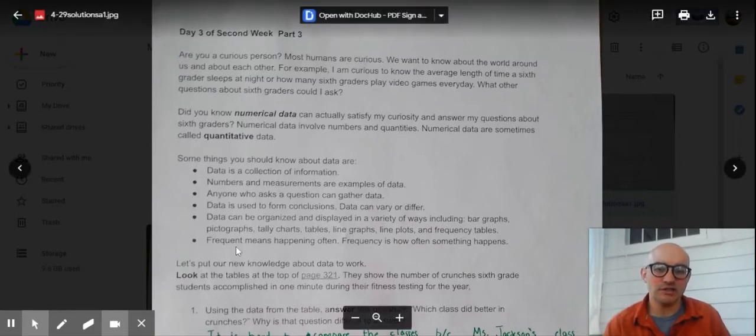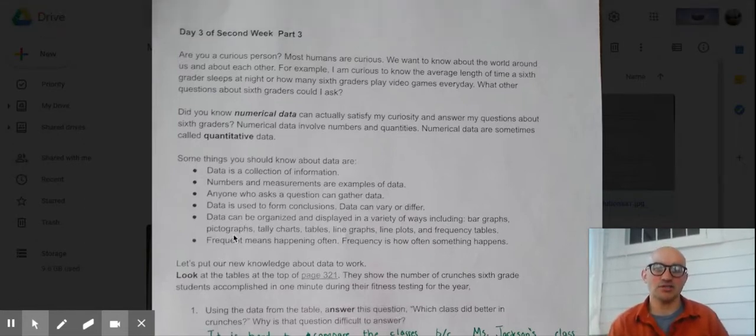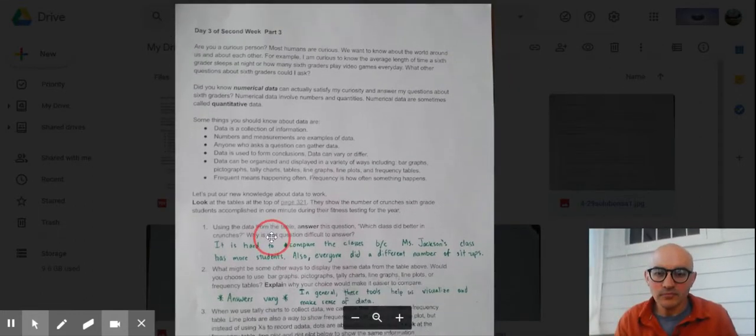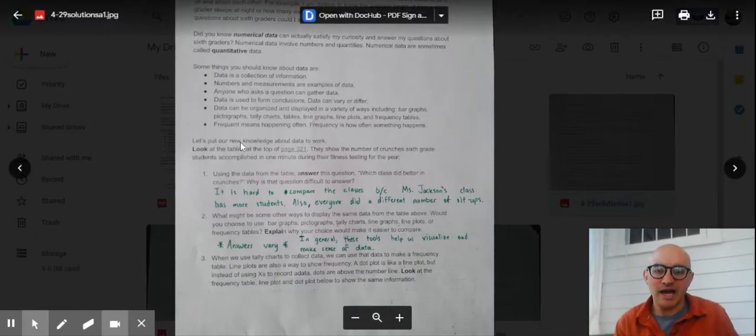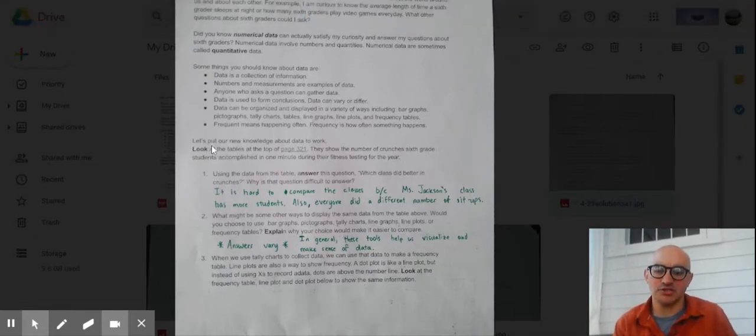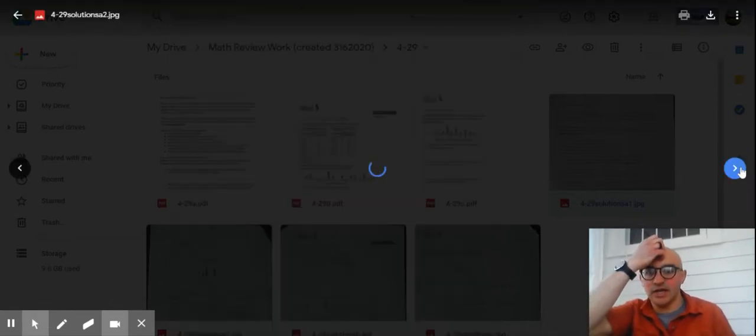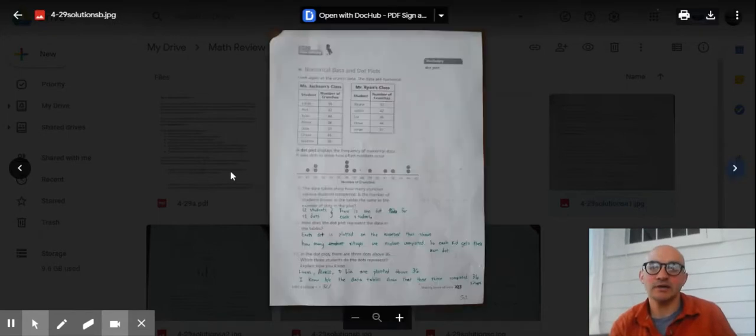These instructions on these pages are just there for your information, a way to help you organize your thinking and activate some of that background knowledge so that you know what we're going to be talking about today in math and what types of math problems you're going to be asked to solve. So coming down about halfway down the page, it asks us to do our first math thinking and write some answers. It says look at the tables on the top of page 321. So let's go ahead and click over to page 321.